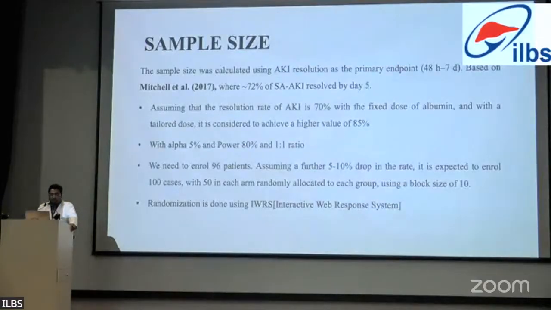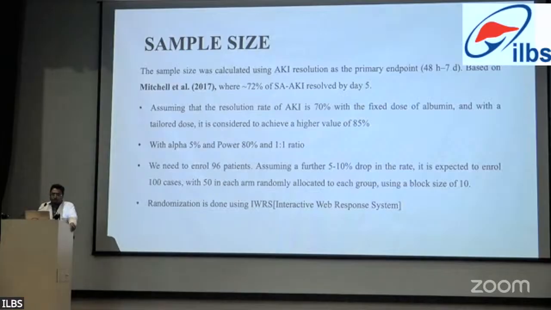Sample size is taken as per the American study by Michael et al., where 72% of the sepsis-associated AKI resolved by day 5. So assuming the resolution rate of AKI is 70% with the fixed dose of albumin, with a tailored dose it is considered to achieve a higher value. We have taken an alpha of 5% and power of 80%, and we needed to enroll 96 patients. So assuming 5 to 10% dropout, we have taken 100 patients, likely 50 in both groups.